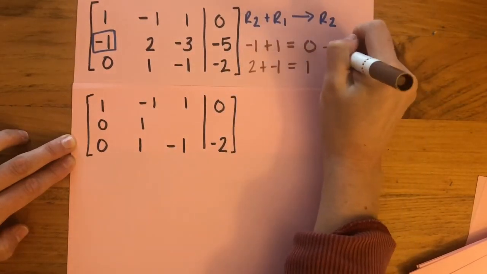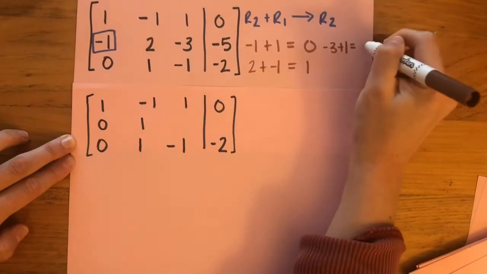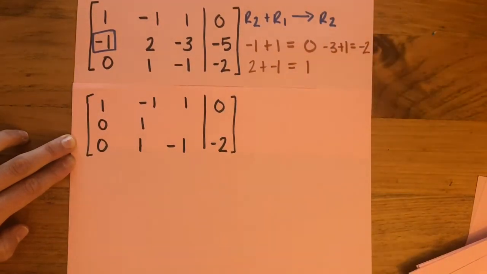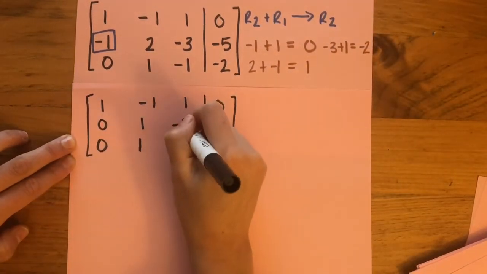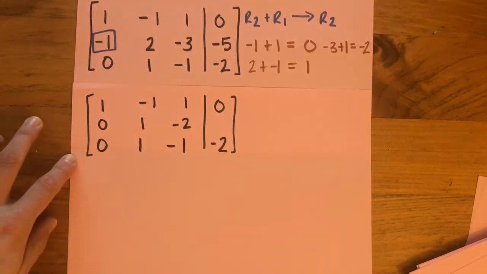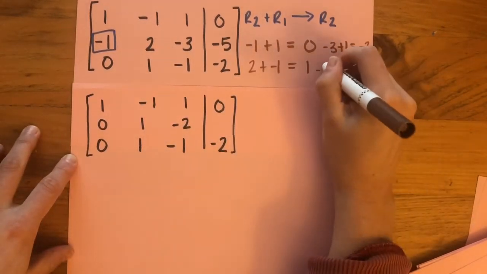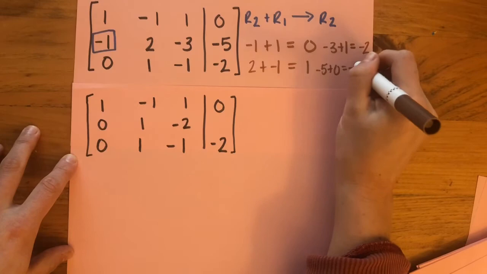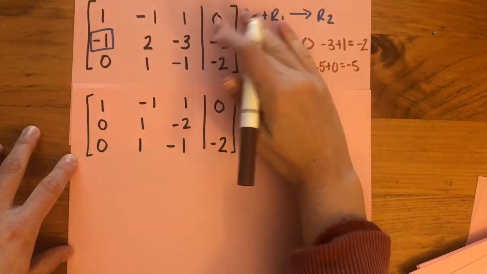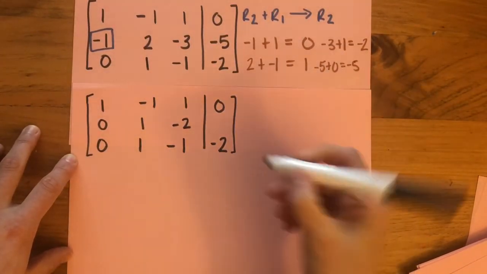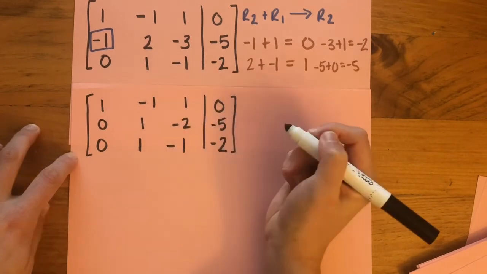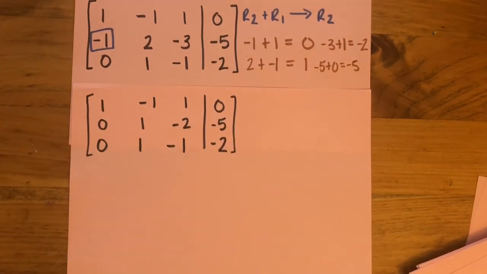Negative 3 plus 1 is negative 2. That negative 2 goes right here. And negative 5 plus 0 is negative 5. That negative 5 goes right here. Great. So we got zeros here and here.